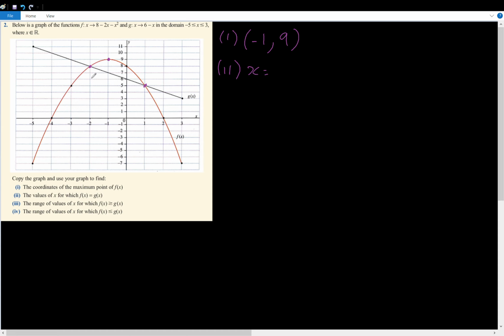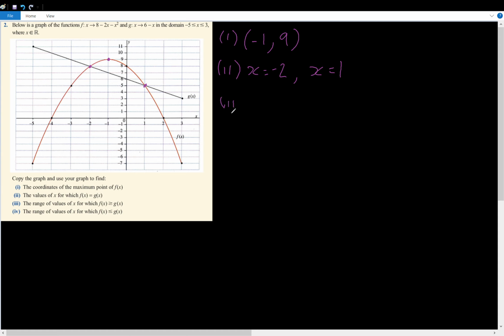So working down from the point on the left, we get down to minus 2, so x equals minus 2. And working down from the point on the right, we get x equals 1. So those are those 2 points.